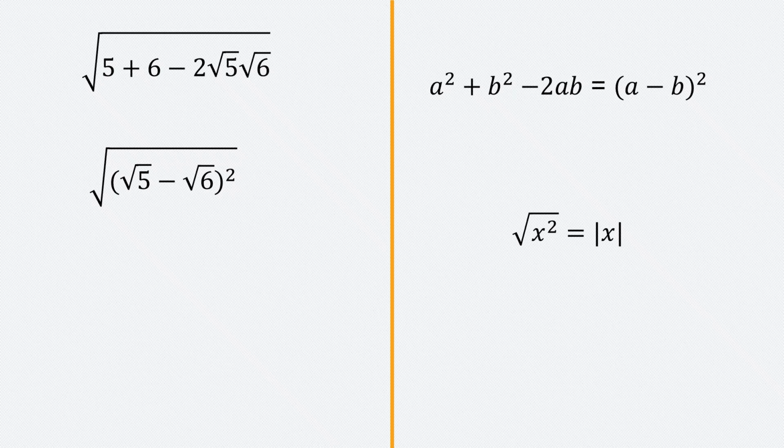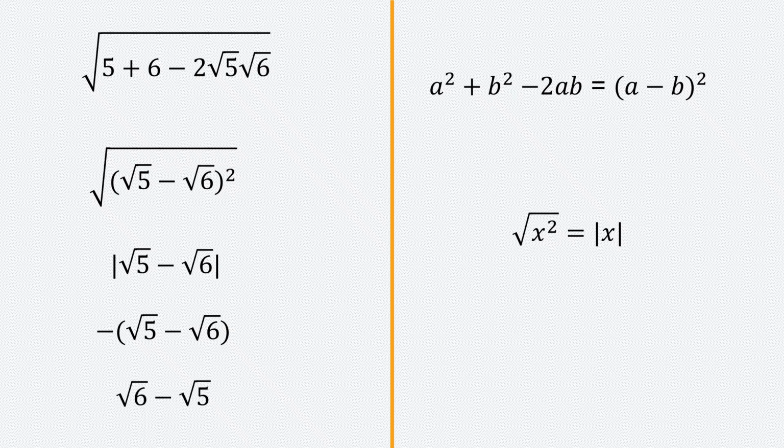And we know the square root of a squared expression is equal to the absolute value of that expression. So this is going to give me the absolute value of root 5 minus root 6. Since root 6 is bigger than root 5, that expression is negative. The absolute value of a negative number is the negative of that expression, right? So you're going to have negative of root 5 minus root 6, and that is root 6 minus root 5.